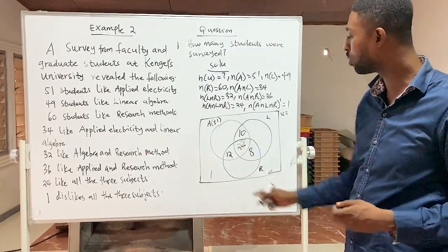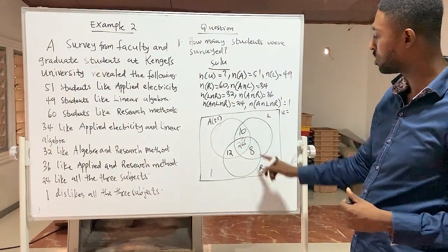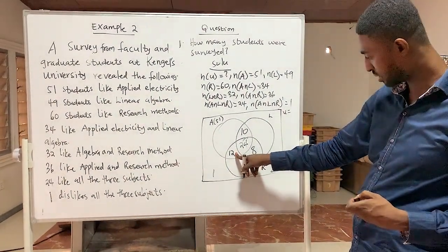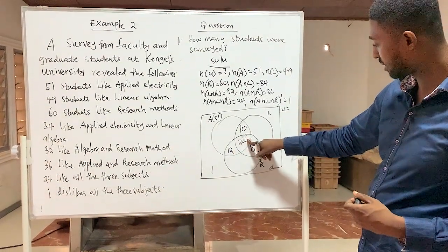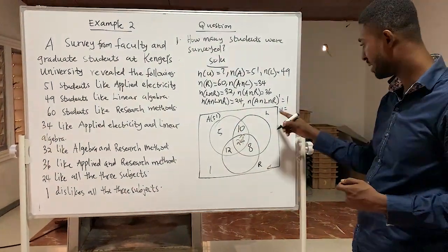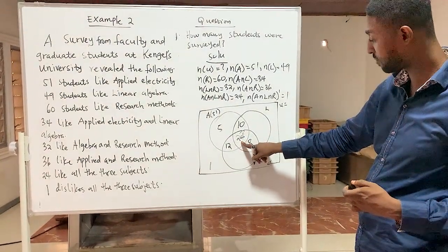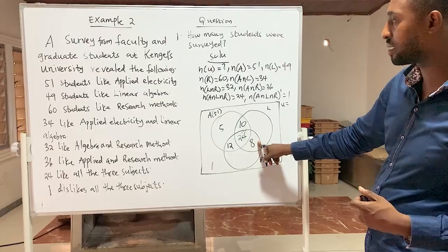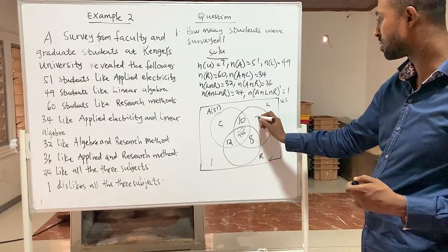Now, this is the area for students that like applied electricity only. So I need to add this to this to this, then subtract from 51 to get it. So 10 plus 24 is 34, plus 12 is 46. Then 51 minus 46, I'm going to have 5 here. Then this is L. So 10 plus 24, which is 34. 34 plus 8, which is 42. And 49 minus 42, I'm going to have 7 here.